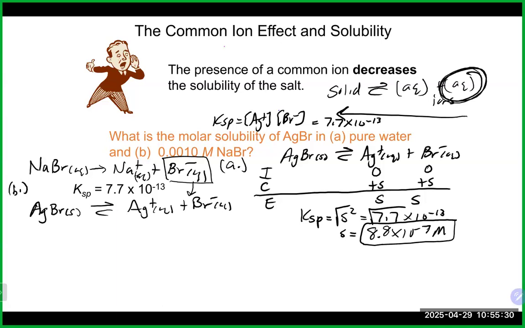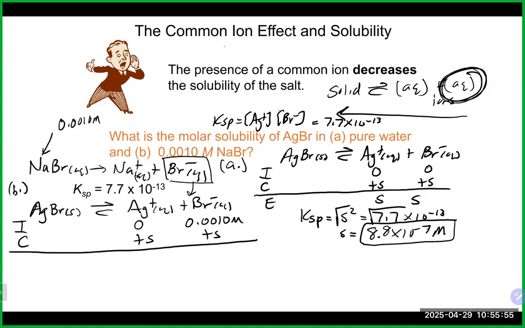And it is 0.001, which means how it affects the ice table is this would be 0, but we would have an initial concentration here of bromide, and that's being supplied by this guy, the sodium bromide, which is where that initial concentration comes from. The rest of the ice table will be similar, plus S and plus S. That means at equilibrium, S and 0.001 plus S, just like we normally do, right? We'll put this into our KSP expression. It's the same KSP expression that we used previously.